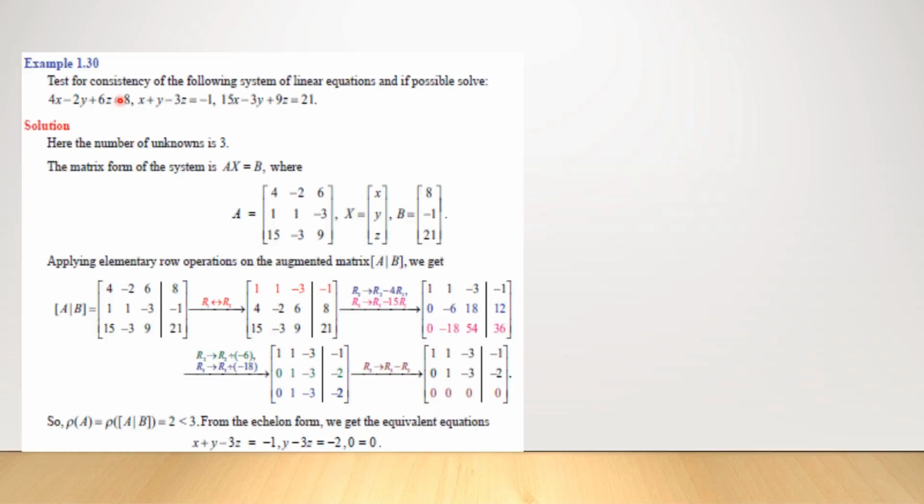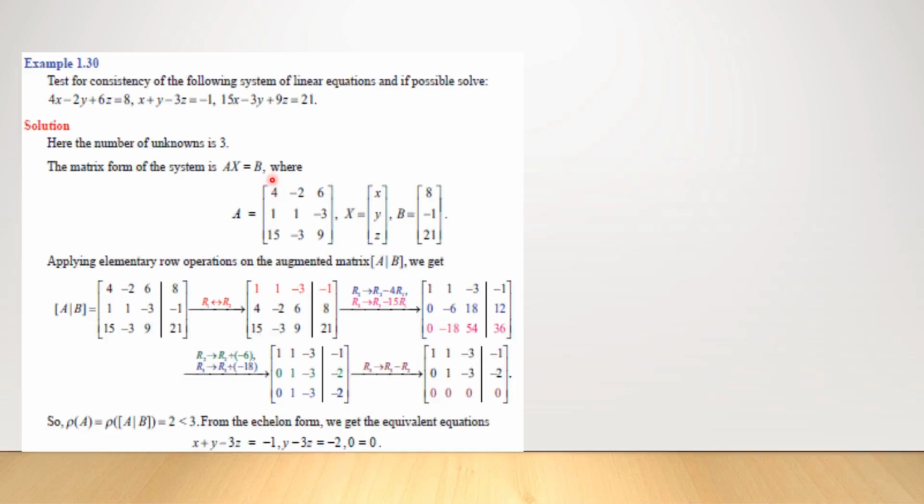Here the variables are x, y and z. First you have to test the consistency. If it is consistent, then you have to solve, that is, you have to find the values of x, y and z. Let us see the solution. Here the number of unknowns is 3. Next you have to write the given equations in the matrix form.